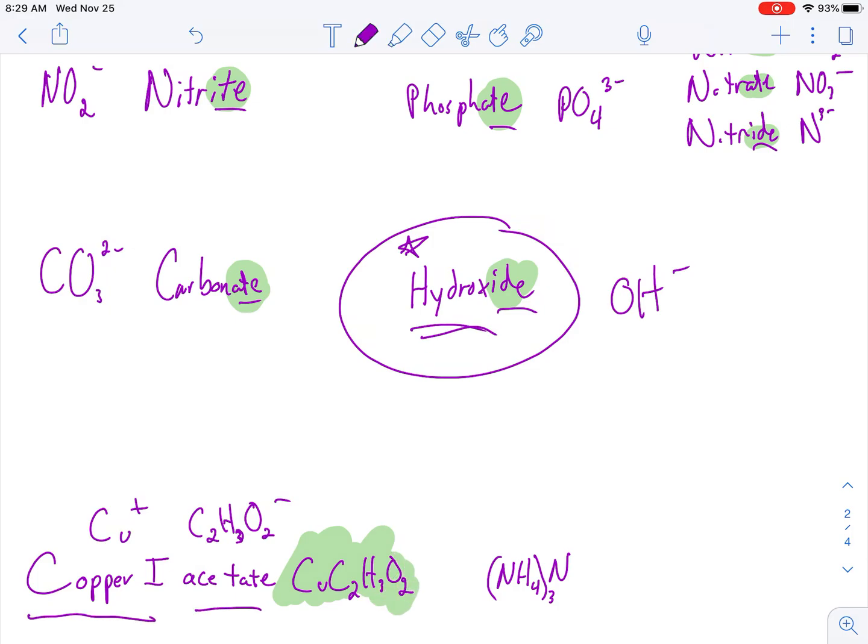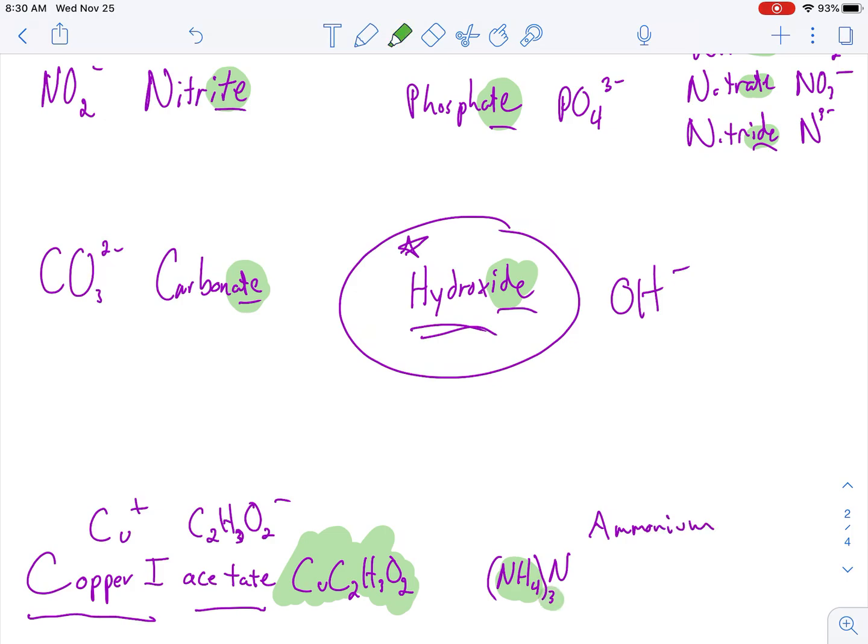I put there a transition element with a polyatomic. I can do anything like that, all right? These are all positive and negative things. All I have to do is smash them together, make sure my charges cancel out. My next one, I have (NH4)3N. Ooh, all right. This NH4 thing, that's called ammonium.